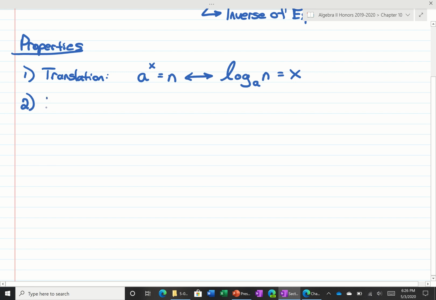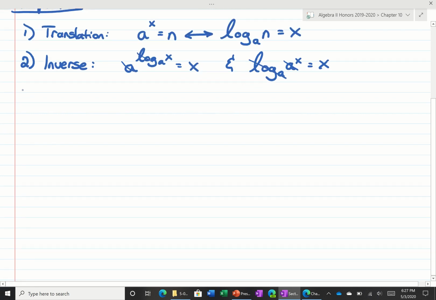Another property we talked about was called the inverse property. Now with the inverse property, we said that if you have a to the log base a of x power, they actually cancel and you just get x. Similarly, if you have log base a of a to the x, then those cancel and you just get x. And we'll be seeing some more examples like that today.